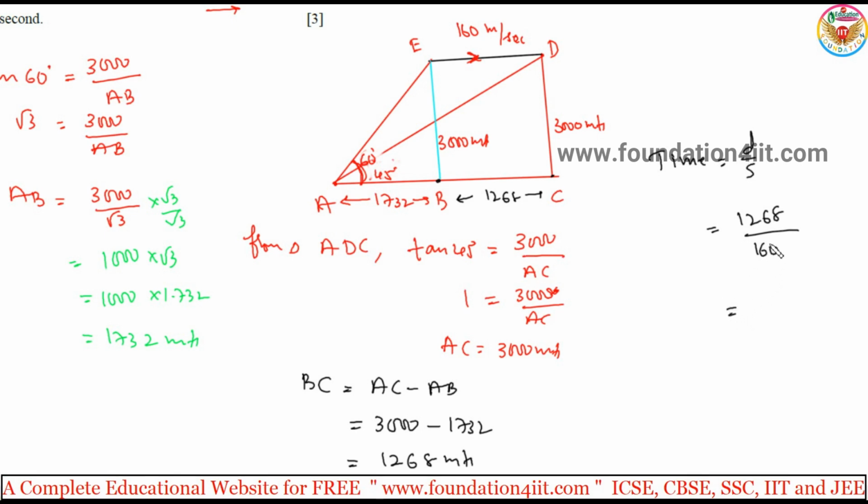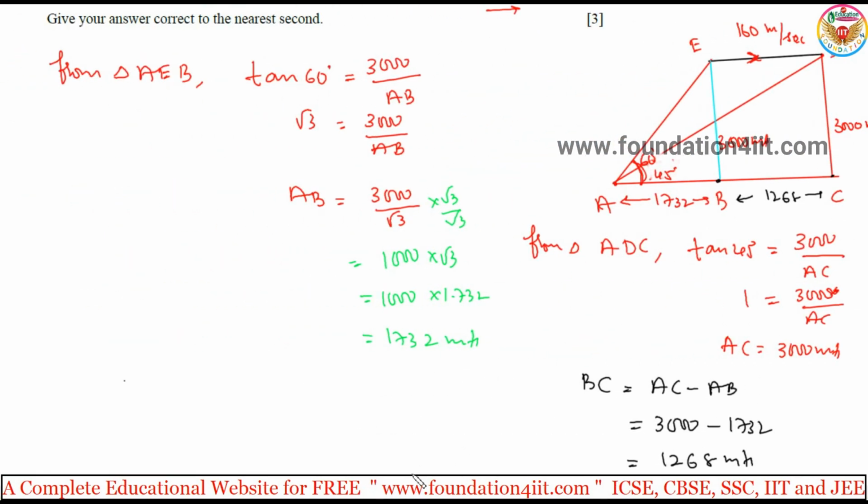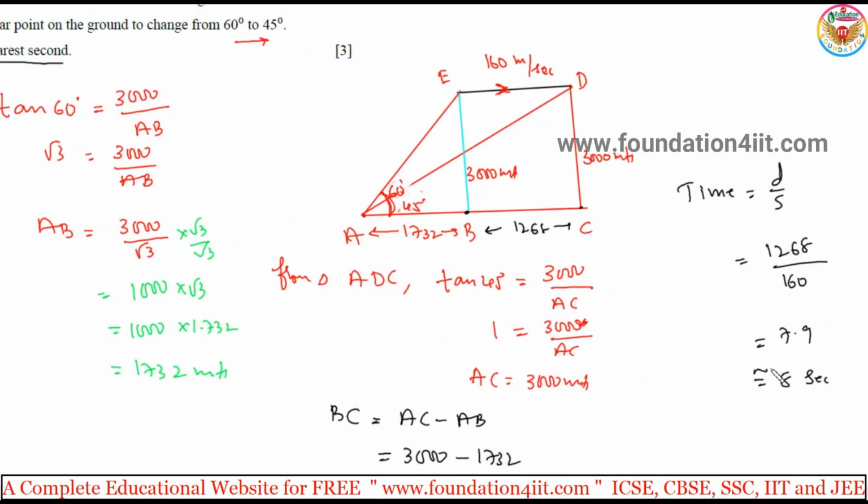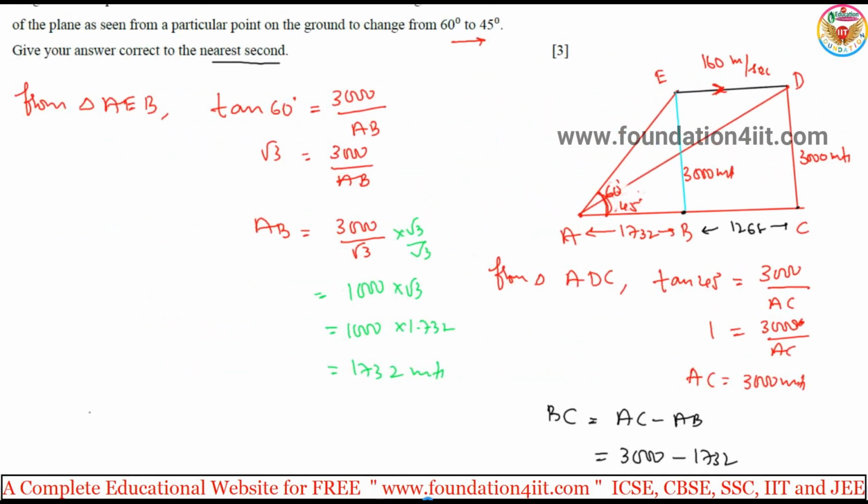So 1268 by 160, calculate, 7.9 will come. So approximately 8 seconds. The question mentions to correct to the nearest second, yes, so it's 8 seconds. So 8 seconds it took to travel from A to D by changing 60 to 45. Entire 60 to 45 change, right? So this is the problem.